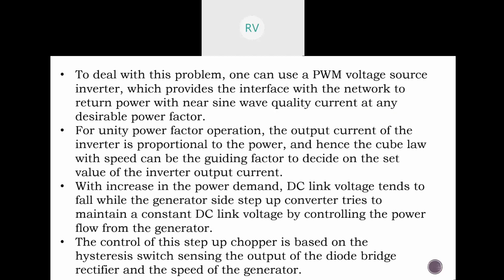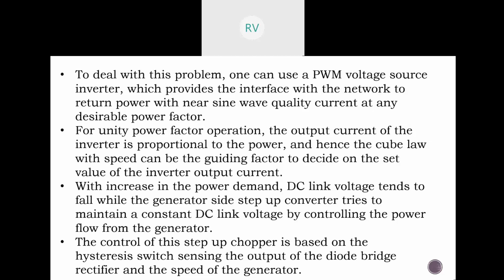So we just need to make sure we change the inverter into a PWM voltage source inverter. That's all. For unity power factor operation, the output current of the inverter is proportional to the power, and hence the cube law with speed can be the guiding factor to decide the set value of the inverter output current. So we are using that cube law everywhere, to understand what speed we need to maintain as well as what inverter output current we will get. That's all.